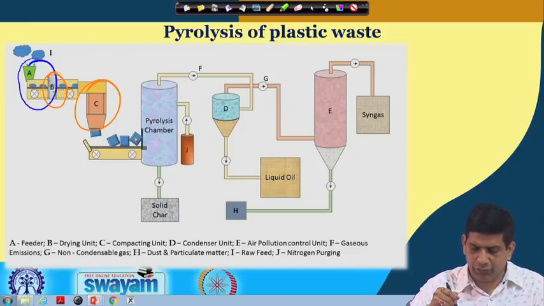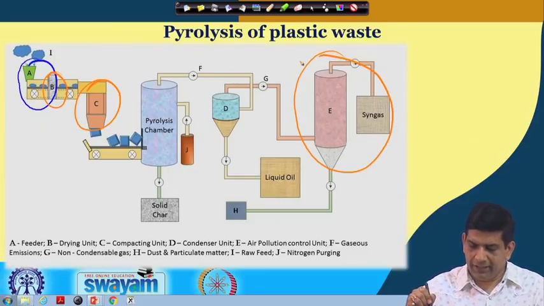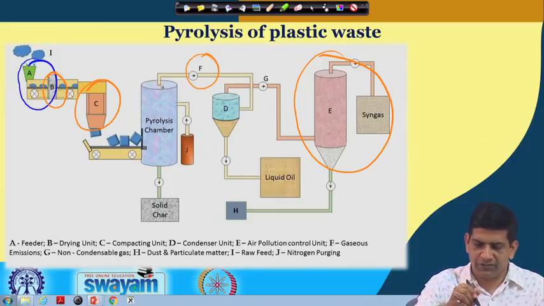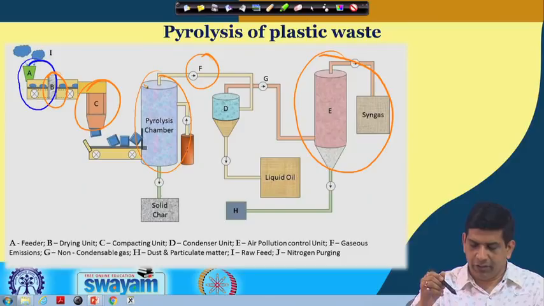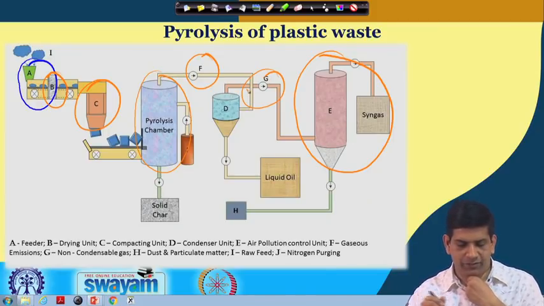You have a condenser unit. You have air pollution system, which is right there. And then F is the gaseous emissions, which is coming out from there. This is our pyrolysis chamber, where the pyrolysis is going to take place. And non-condensable gas goes to G, which is over right there, and F we talked about that.